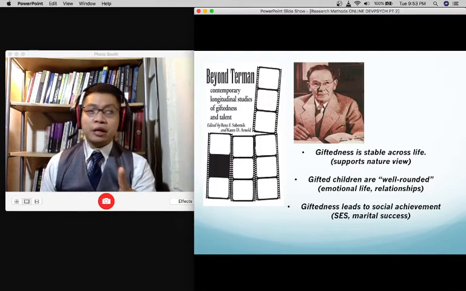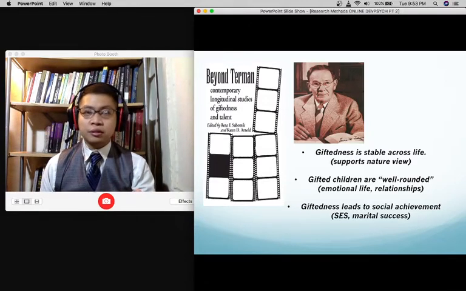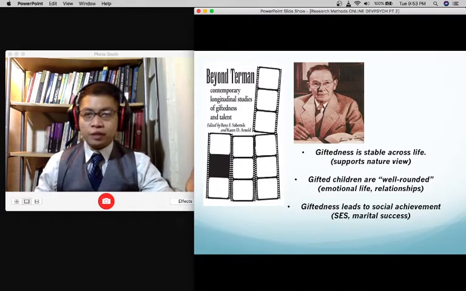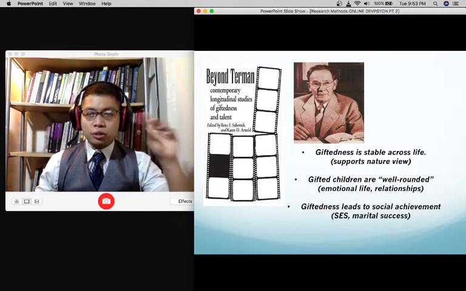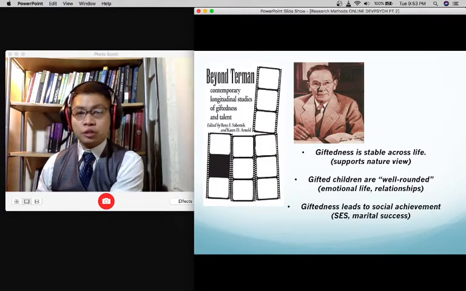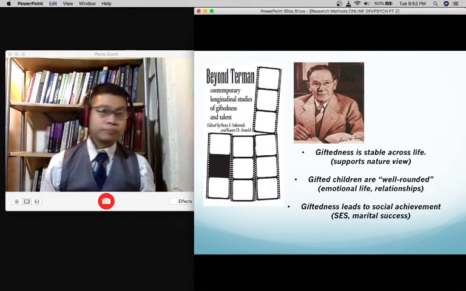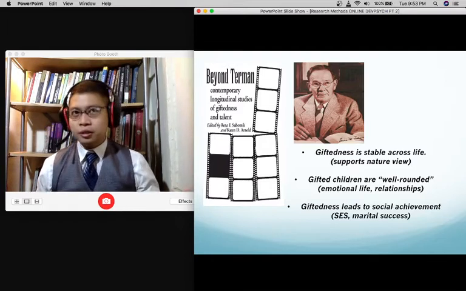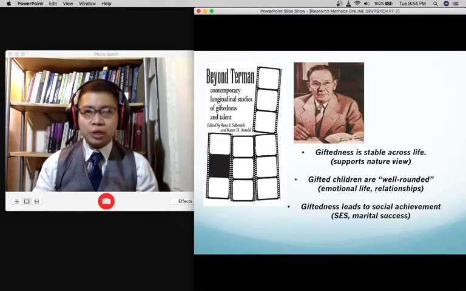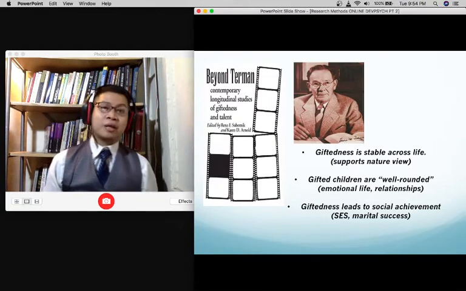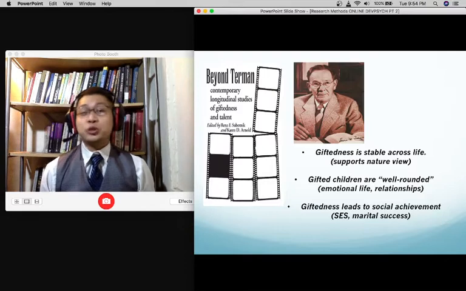Kasi nung kinumpara niya yung marital success ng mga gifted children sa mga non-gifted children, or even those children with low levels of intelligence, guess what? Those kids or those people in the low levels of intelligence most likely are already divorced. They have a lot of marital problems, which tells you partially that to maintain a marriage, you need a certain level of intellectual competence. 'Di ba? Magandang finding ni Louis Thurman yan.